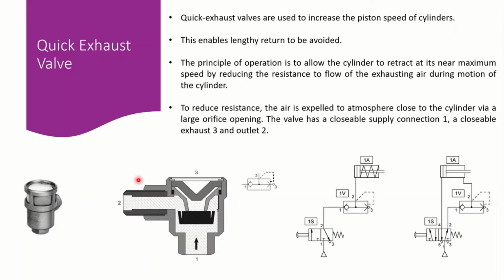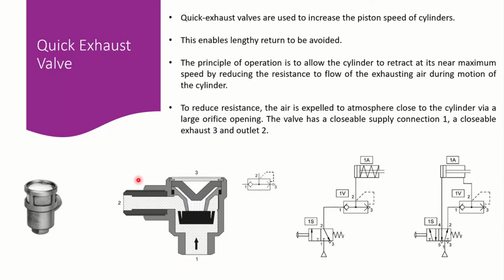In summary, quick exhaust valves are used to increase the piston speed of the cylinder. Depending on whether you are in the retraction or advancing process, if we add this quick exhaust valve on either of the ports, for example for a double acting cylinder, we can increase the speed of advancing or the speed of retraction, depending on where we add the quick exhaust valve. Basically this enables the lengthy return to be avoided, so we would have a very quick retraction, or a very fast advancing.